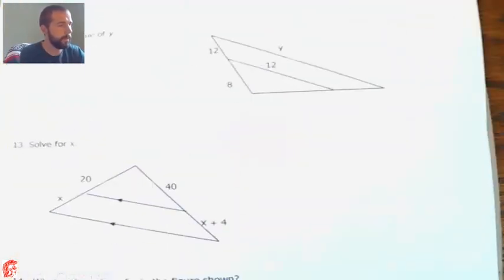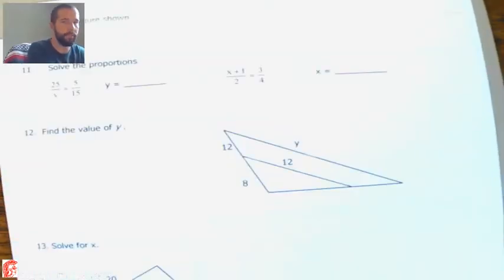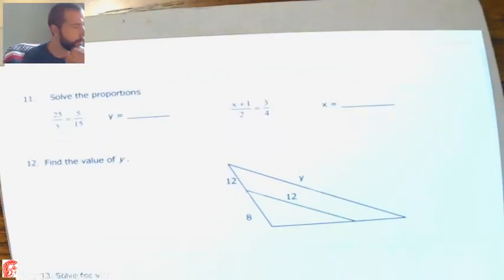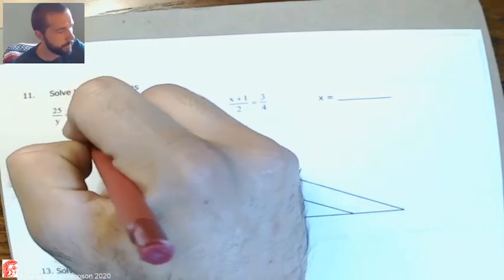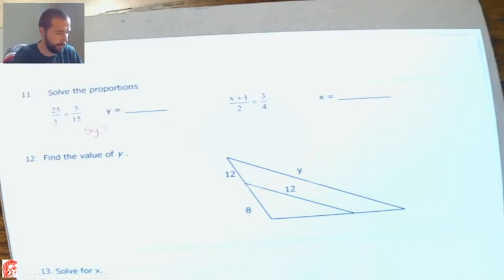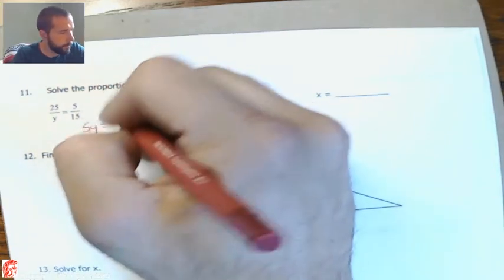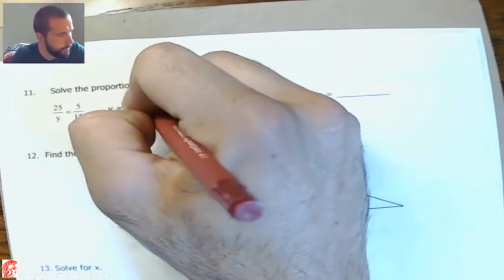Okay, next one, number 11. We're just solving the proportion for number 11. So cross multiply, we can do 5 times y is 5y. 25 times 15 gives us 375. And then divide 375 by 5, and we get y equals 75.